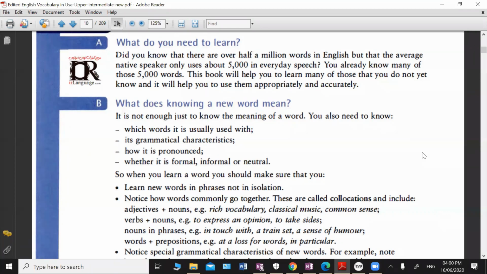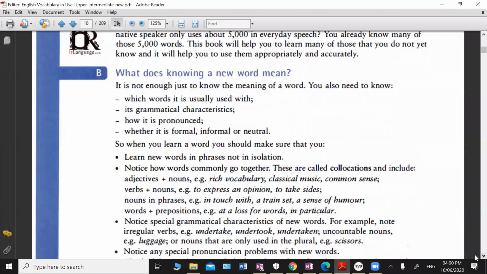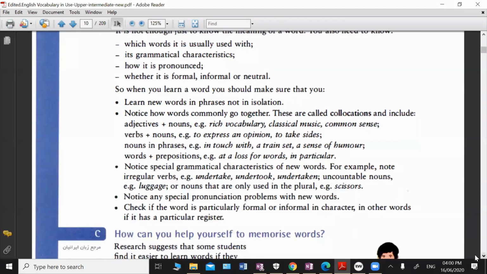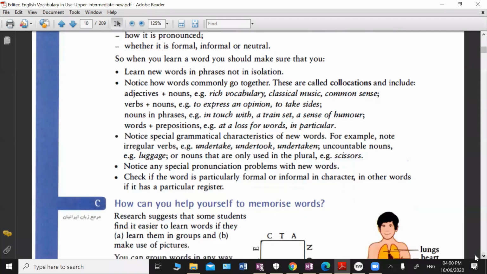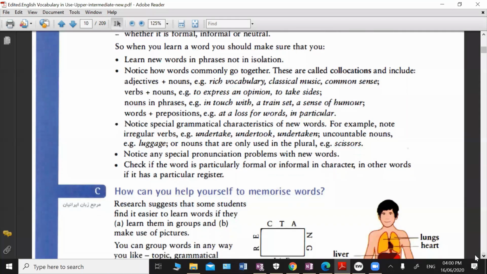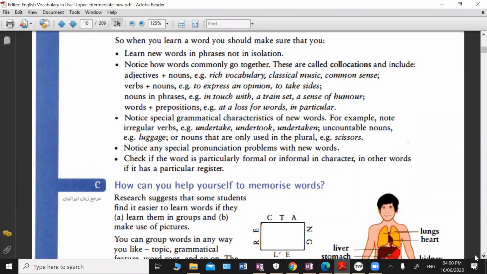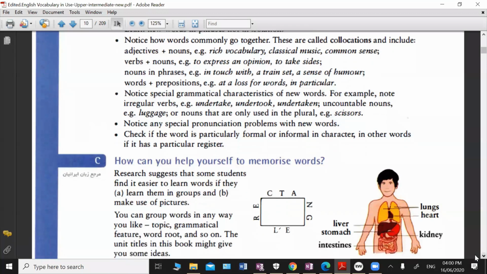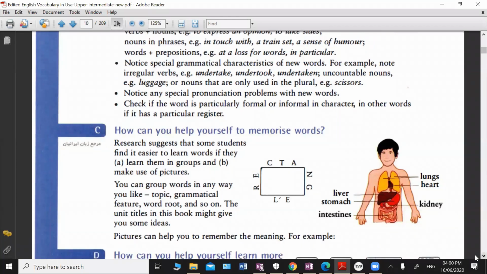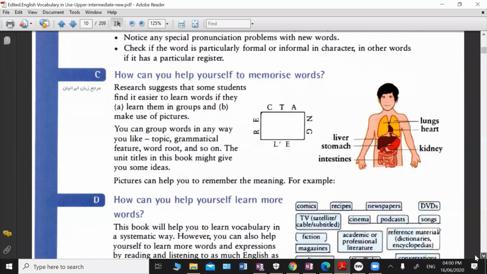Then we studied another thing that you should know. When you know the meaning of the word, you should look at its grammatical structure. You should look at its pronunciation. You should look at whether the word is formal, informal, or neutral. And then you should use collocations, meaning adjective plus noun, verb plus noun, noun in a phrase, word plus prepositions. And in this way, you will learn the words better.